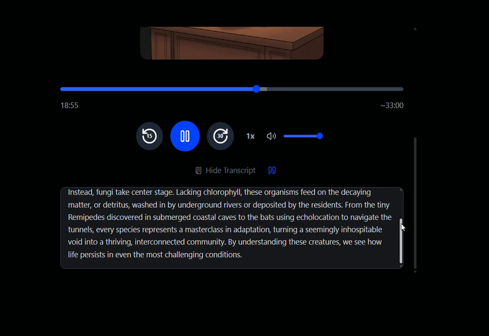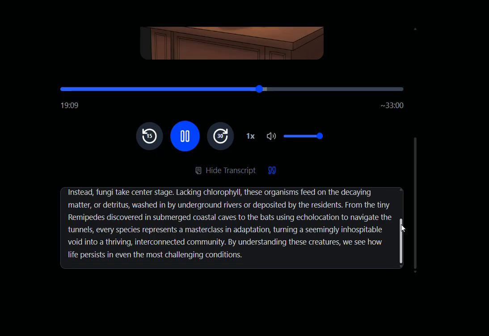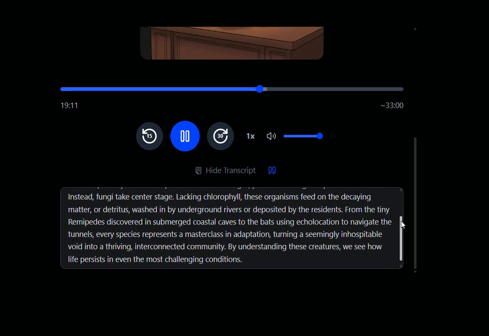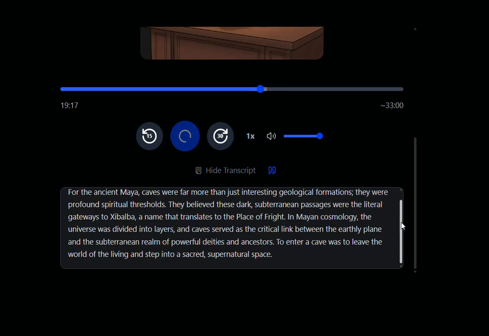From the tiny remipedes discovered in submerged coastal caves to the bats using echolocation to navigate the tunnels, every species represents a masterclass in adaptation, turning a seemingly inhospitable void into a thriving, interconnected community. By understanding these creatures, we see how life persists in even the most challenging conditions.